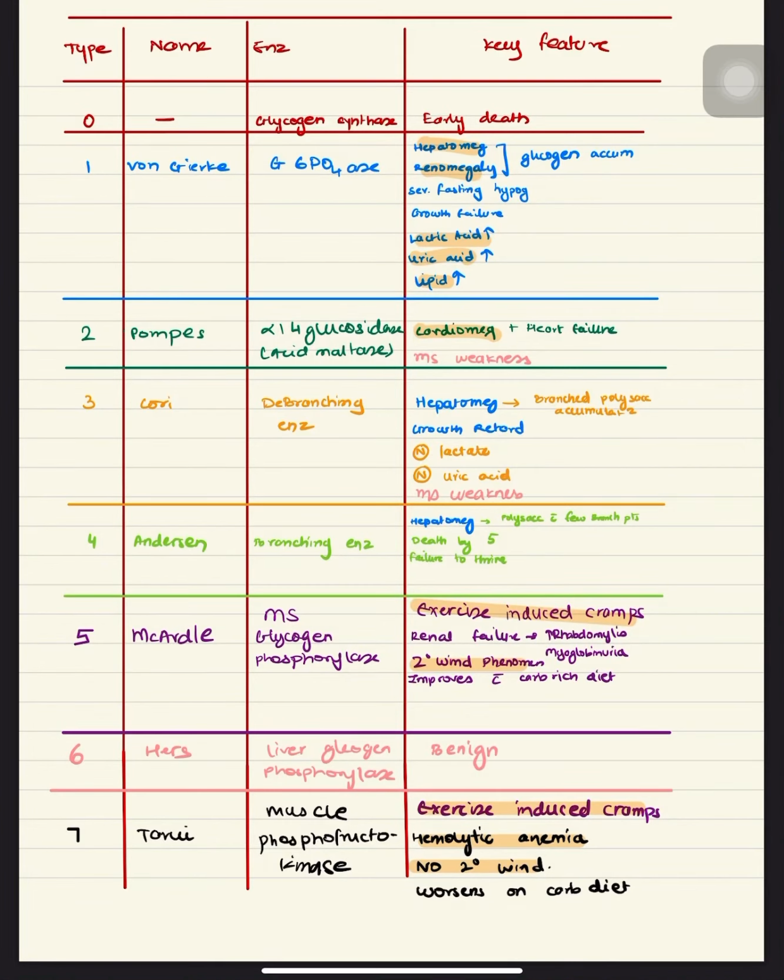So here is the only thing that you need to do about glycogen storage disorder. There are many storage disorders, and let's start with type 0. Type 0 is because of something called glycogen synthase. There is nothing to remember in this type 0. They cause early death. There's nothing to remember except the enzyme responsible, which is glycogen synthase.